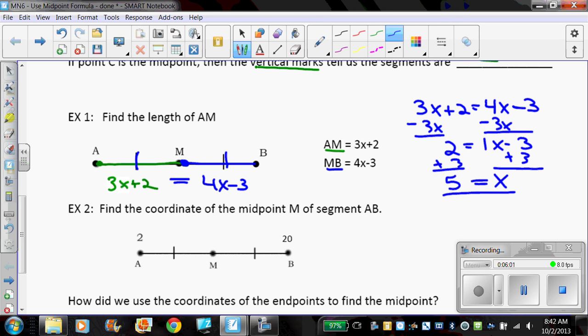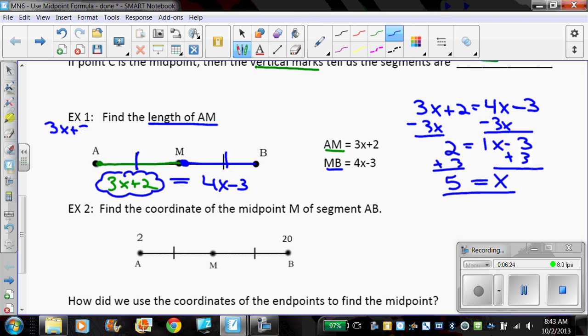So this is important because we've just found out our x value. That is not the answer, though. The answer is going to be what is the length of AM. AM is not 5 units long. AM is represented by this right here, this 3x plus 2. So we need to put the x value back in for x now that we know what it is and find the actual length.